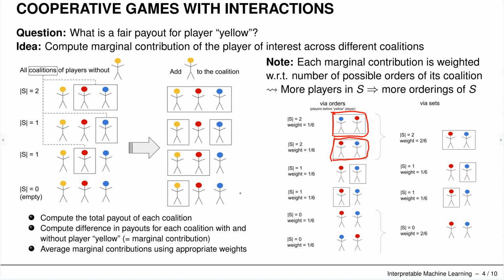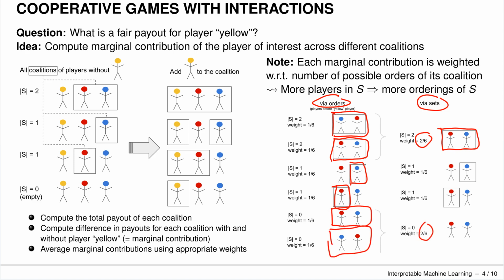And if you do that, that's why we call it via orders, because you consider all orders. Or you consider just the unique sets, and then you would have just one set with the red and the blue one, and you would just give it a weight of 2 because there are 2 possible orders in that set. And it's easy to calculate for the coalitions with only one player because you cannot have any reordering. But if you have the empty set, you can also have the case where the red one enters first and the one where the blue one enters first. So you also give it a weight of 2.